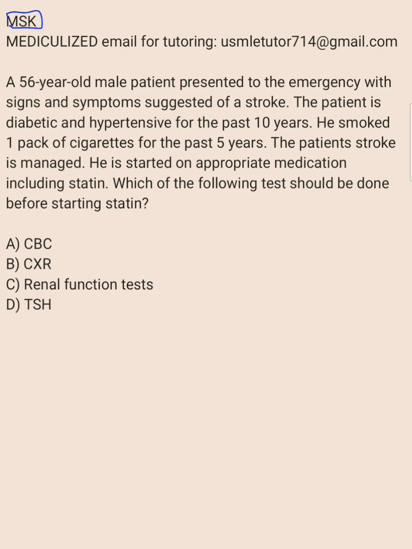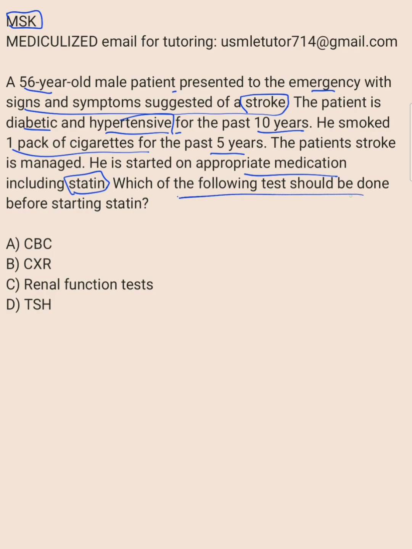So a 56-year-old male presented to the emergency with signs and symptoms suggestive of stroke. The patient is diabetic and hypertensive for 10 years, so these are risk factors for the stroke. Also smoked one pack of cigarettes, so that's another risk factor for stroke. The patient's stroke is managed and he is put on appropriate medication, including a statin. So the question is asking which of the following tests should be done before starting a statin.